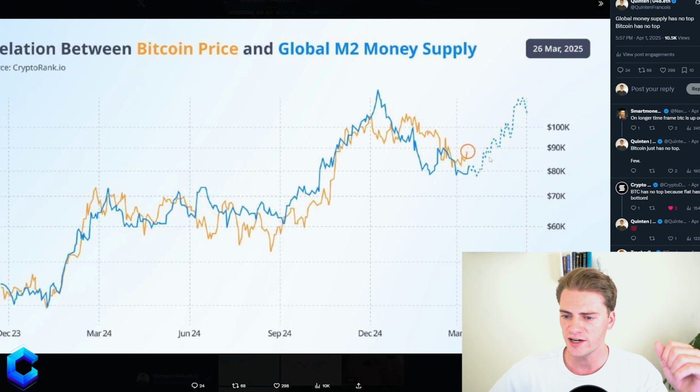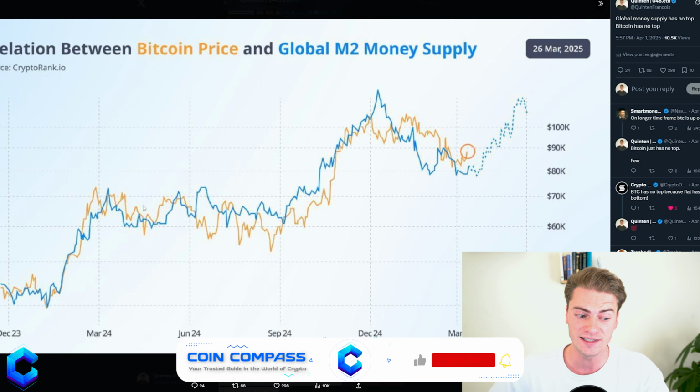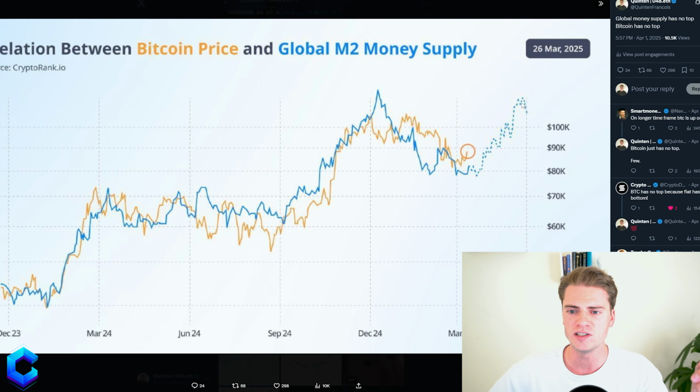So this is the projection of the M2 money supply here after you see that March 2025. They project this to go up dramatically this year. So that would mean that Bitcoin, with some delay, would probably follow this again, as it has always done. So that is the good thing, I think, for the rest of 2025. This is the projection. M2 money supply going up, Bitcoin will follow with some delay.